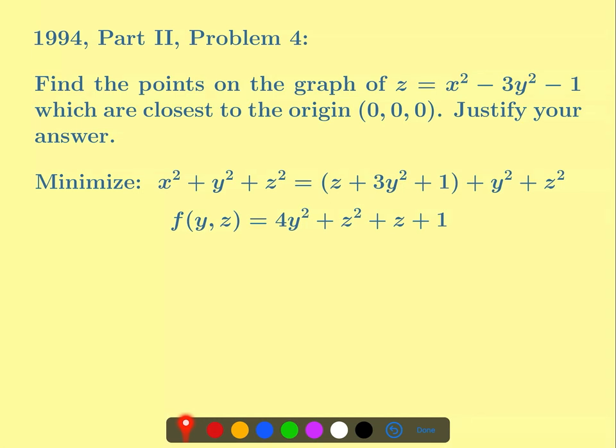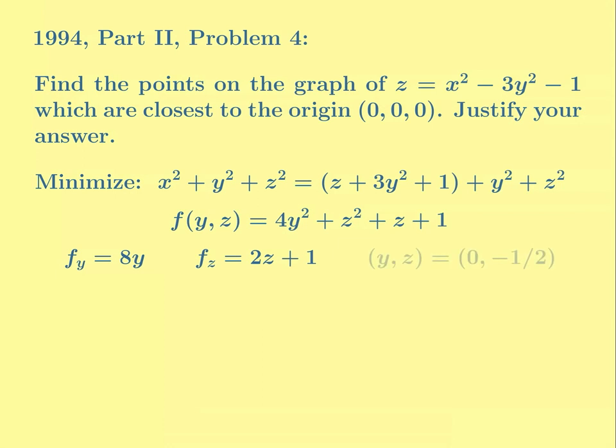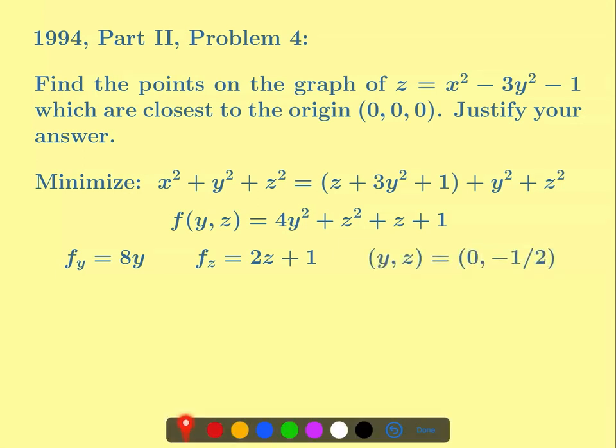So to figure out the minimum value of this function and where it occurs, I'm just going to go ahead and set the partial derivatives equal to 0 here. The partial derivative of f with respect to y is just going to be 8y, and the partial derivative of f with respect to z is 2z plus 1. I want both of these to be 0, so y is going to have to be 0, and z is going to have to be minus 1/2. So that's the only place where a minimum or maximum can occur for this, and so that's where I want to look. Now what happens to x?